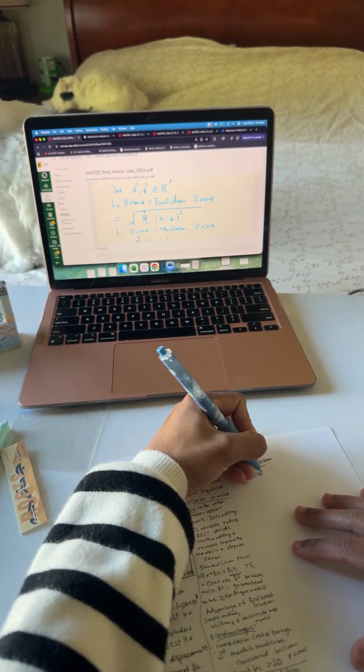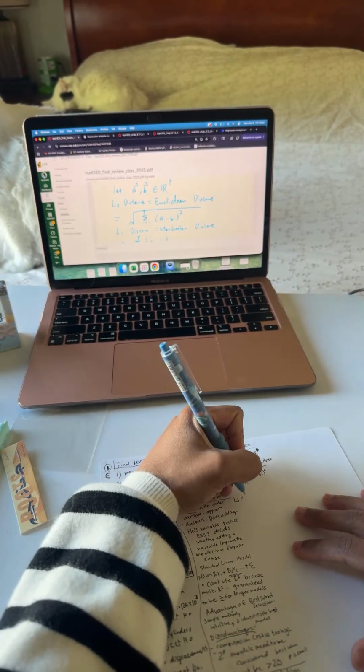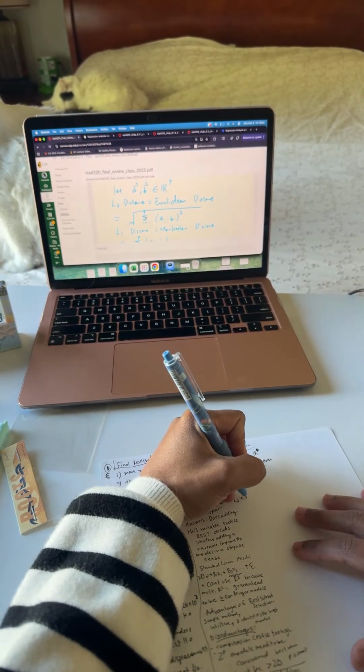(A_i minus B_i) squared. Then L1 is the Manhattan distance.